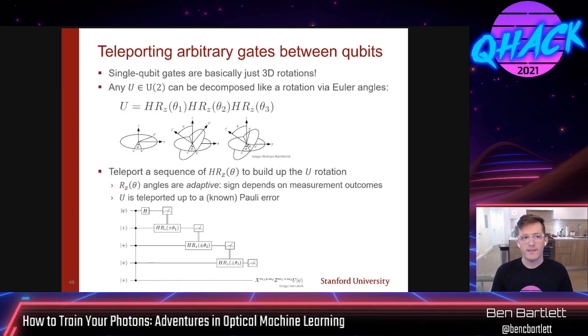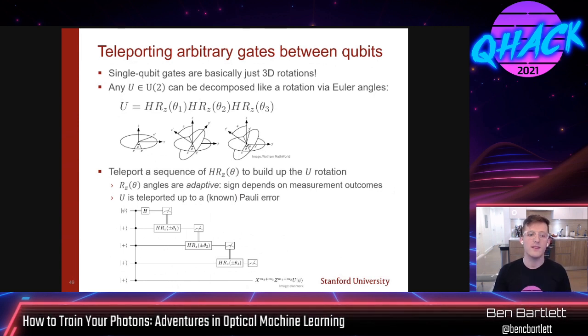So single qubit gates are mathematically equivalent to just 3D rotations in space. Just like you can take any 3D rotation and decompose it via Euler angles into a rotation about x, and then a rotation about y, and then another rotation about x, you can do the same thing for single qubit gates. So you can actually build up an arbitrary single qubit rotation U using 3 of these teleported HRz rotations.